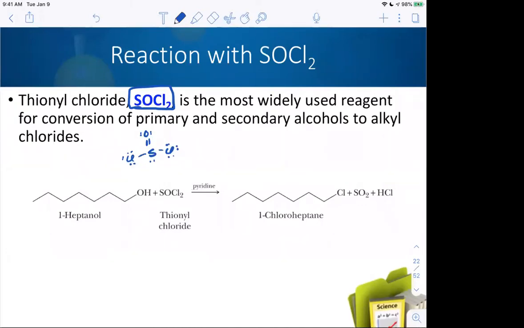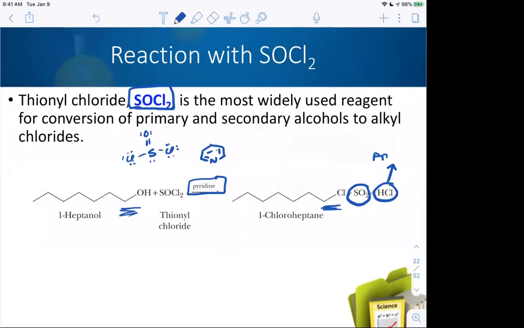What you get with this, in the presence of pyridine, which is an aromatic base that looks like that, is a primary alcohol going to a primary alkyl chloride in one stop. What I end up with is sulfur dioxide and HCl. This actually reacts with the pyridine, and I get pyridinium chloride, which sort of takes this strong acid out of the equation. But this is another reaction.